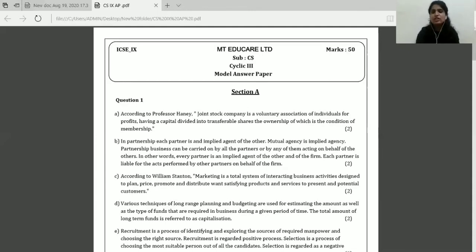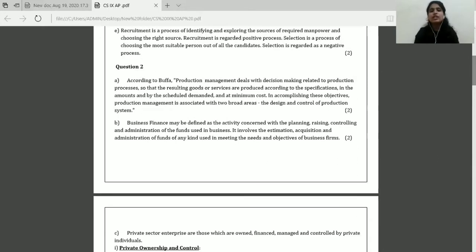Moving to question number 2. Question number 2A. Define production or production management. Now, students, again, you have to write the definition as and how it's stated. And I believe in this chapter, you don't have an alternative, you don't have a choice. This is the only definition that's given.